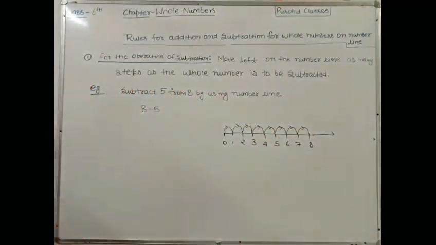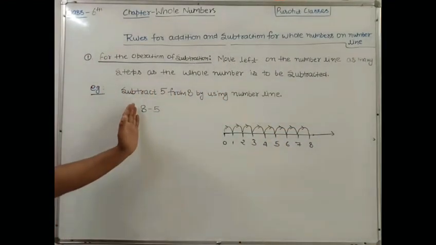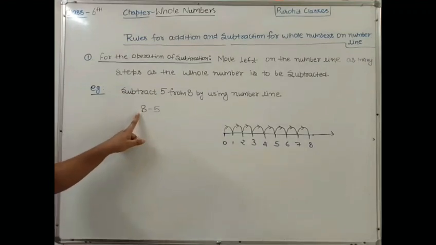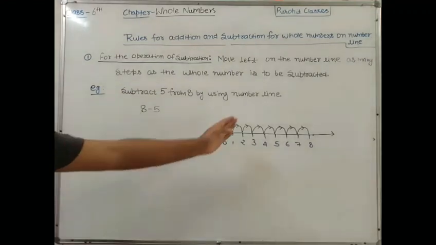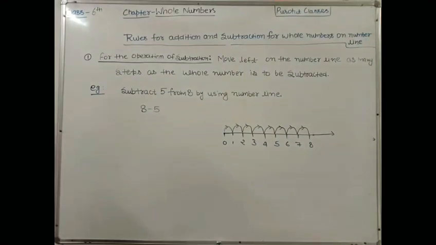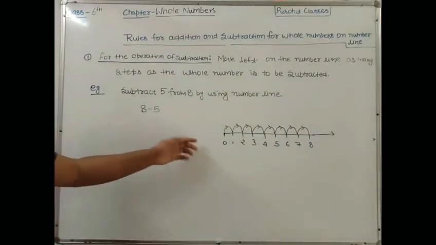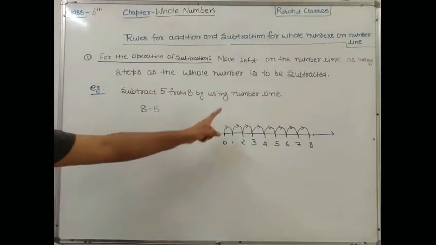Okay, why are we moving towards the right hand side? Because what is this? Nothing is written here. It means this is plus 8. Plus 8 means 0 plus 8. It can be understood as 8 means 0 plus 8. So we have started from 0 and we have moved up to 8.